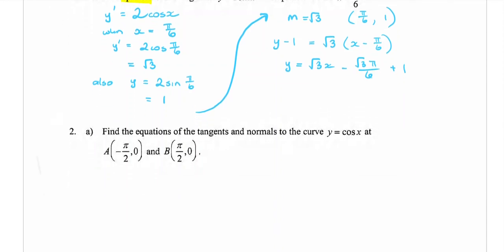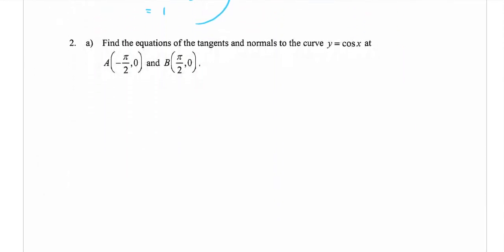Question 2. Find the equations of the tangent and the normal to the curve y equals cos x at 2 points. Oh dear, do you know what that means? 4 equations that I'm being asked to find. Okay, because I want the tangent and normal here and the tangent and normal there. 4 equations. So the first thing I need is my derivative.